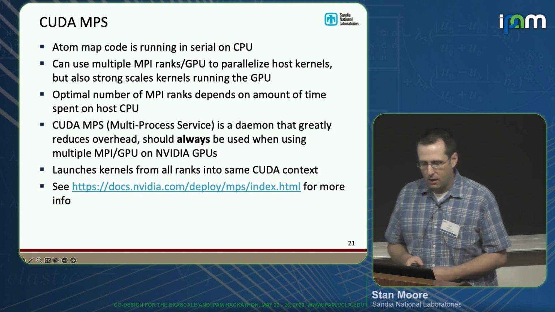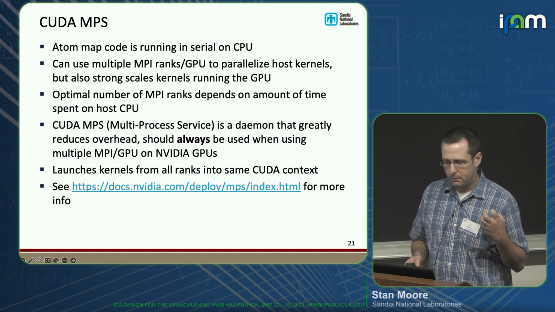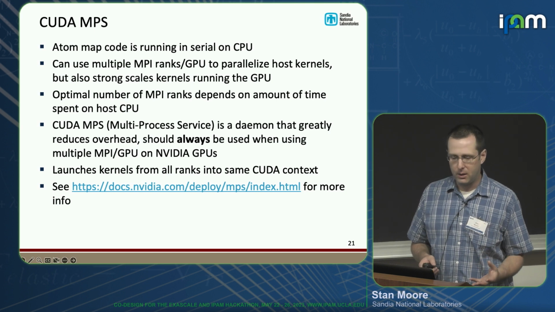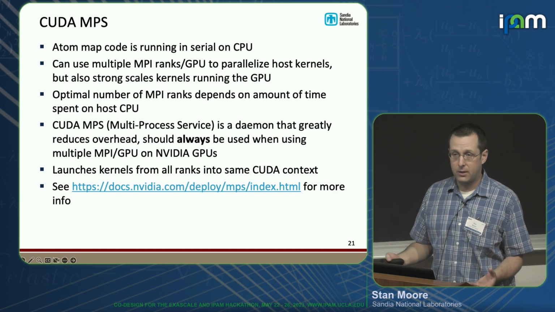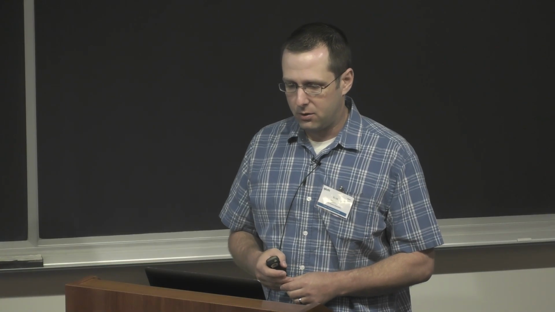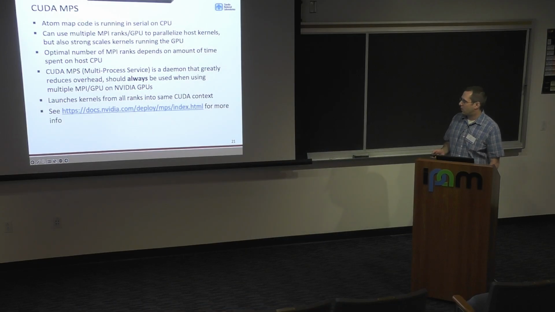Okay, finally, CUDA MPS. So we know that we have some kernels running on the host CPU, and so they're running in serial. One way to parallelize that is to use more than one MPI rank per GPU. The disadvantage is that this will also strong scale our kernels running on the GPU. However, we have 2 million atoms. That's a lot of work. And so we should be able to run more than one MPI rank to speed up this host calculation.